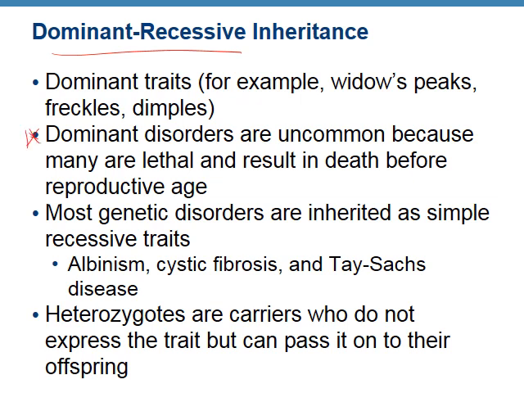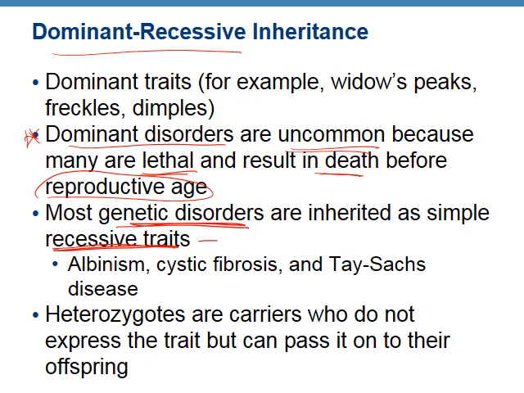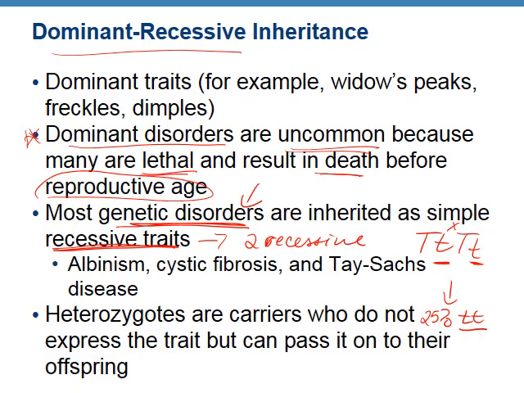They just want to mention that dominant disorders are usually uncommon because they become lethal and result in death before that individual can reach reproductive age. Most of our genetic disorders are caused by recessive traits. So when you have 2 recessive alleles, that usually causes the disorder. And why do we never eradicate it? Well, because we always have these heterozygotes secretly carrying this recessive trait, even if it's bad. And then if they happen to meet another individual that has the recessive trait, there's a 25% chance that they're going to end up with a child that has the disease.